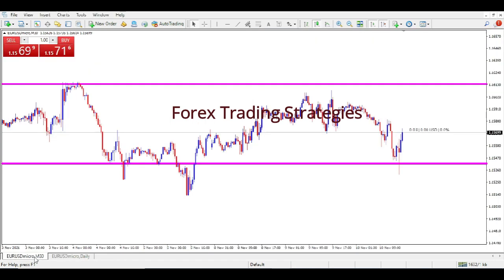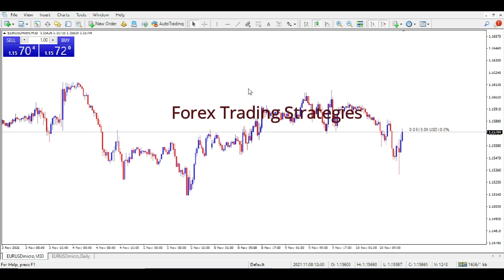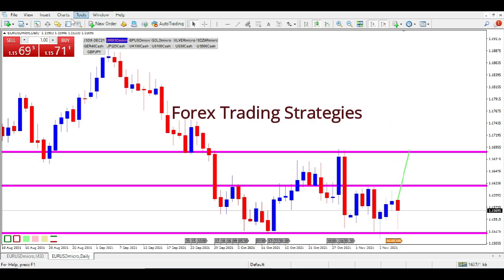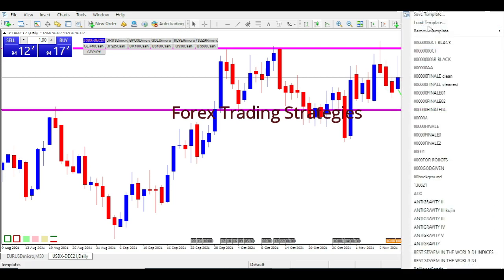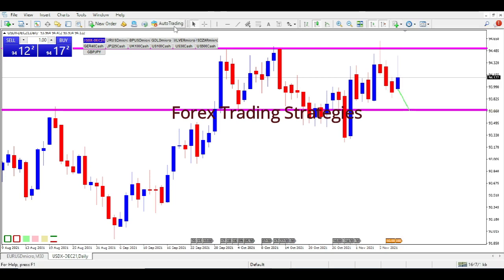Let me remove these lines here and let's go to dollar index so that I can have these charts side by side, in case somebody thinks I am manipulating something.